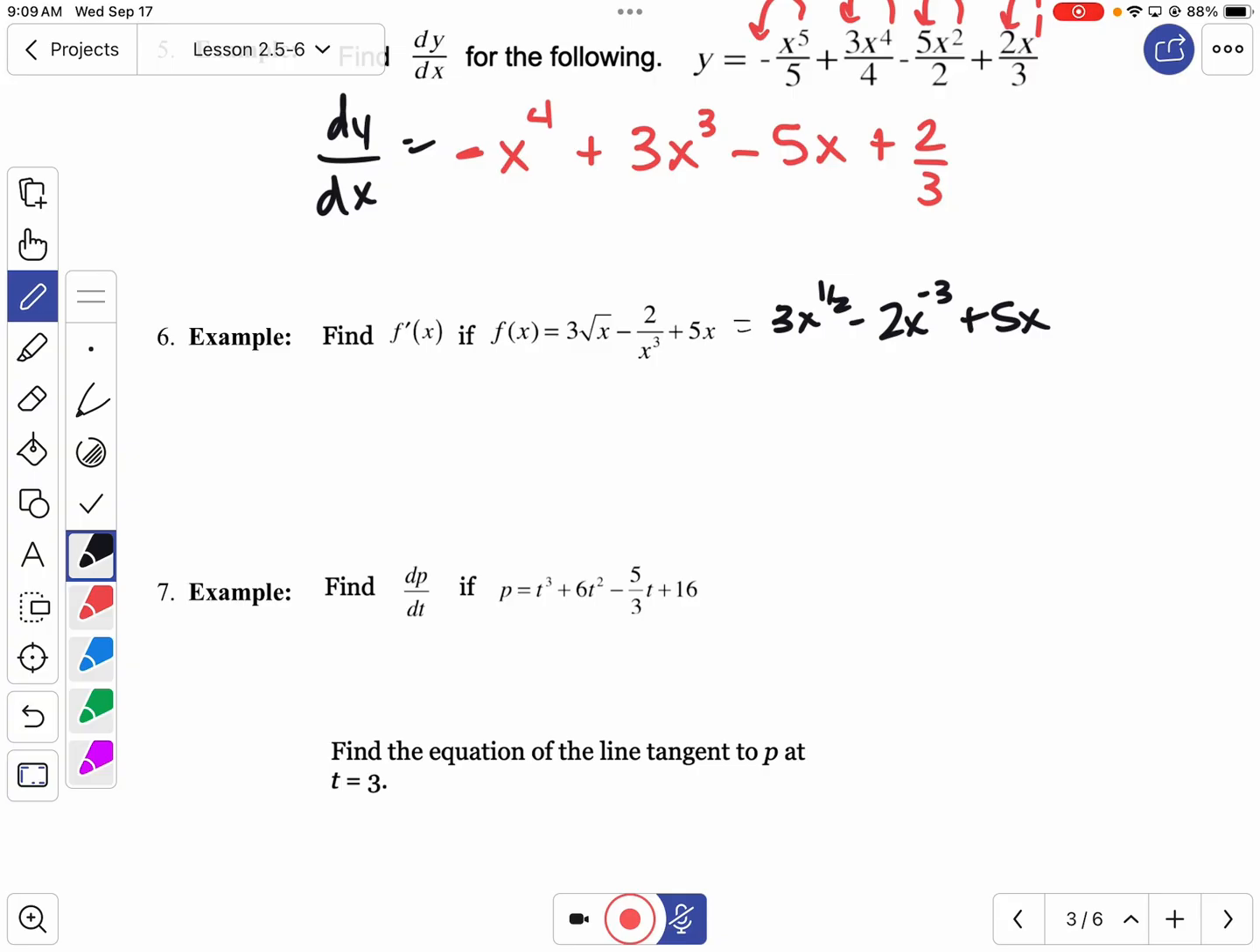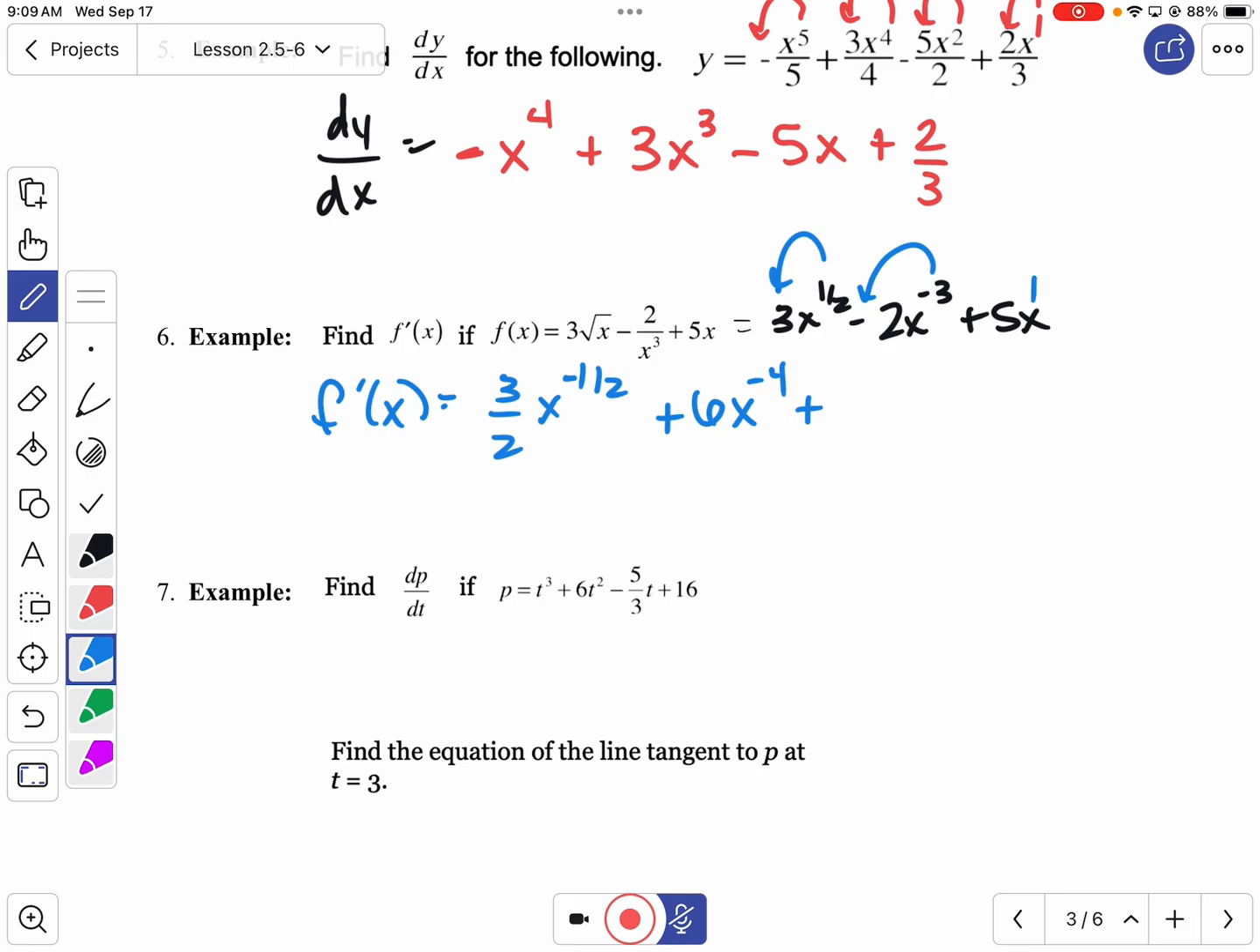Right? So let's do f prime. So f prime is going to equal 1/2 times 3, so that would be 3/2. X to the 1/2 minus 1 would be negative 1/2. Negative 3 times negative 2 would be a positive 6. Negative 3 minus 1 would be to the negative 4. And then 1 times 5 would be 5, and then x would disappear, right?